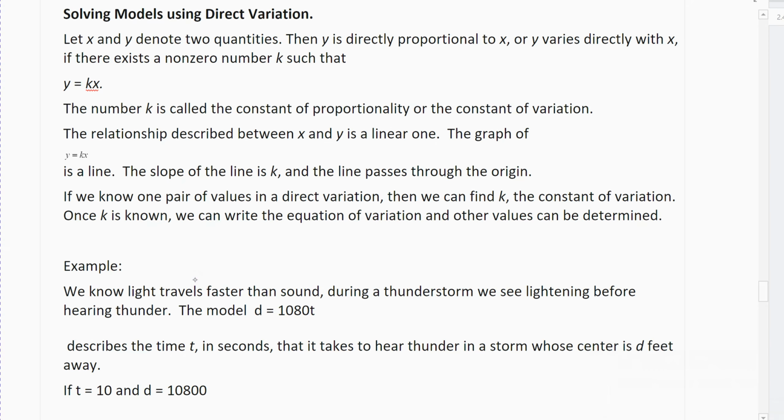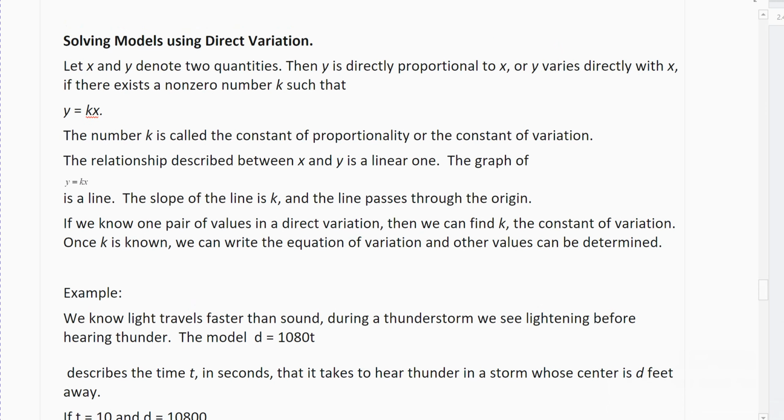Okay, so the last thing from 2.4 is more on applications, but these are going to be very special types of applications. These are applications involving what's called direct variation, and they're very simple linear equations. Whenever we have two quantities, say x and y, that are directly proportional to one another.